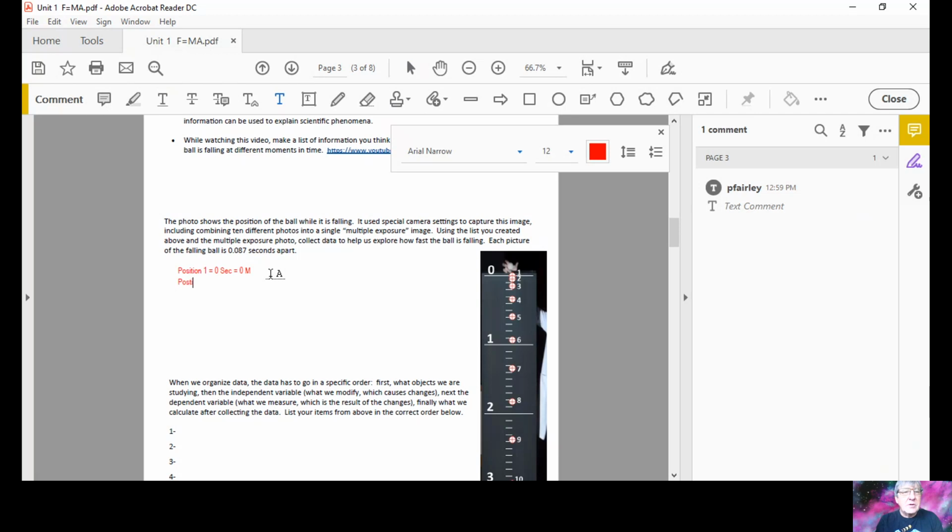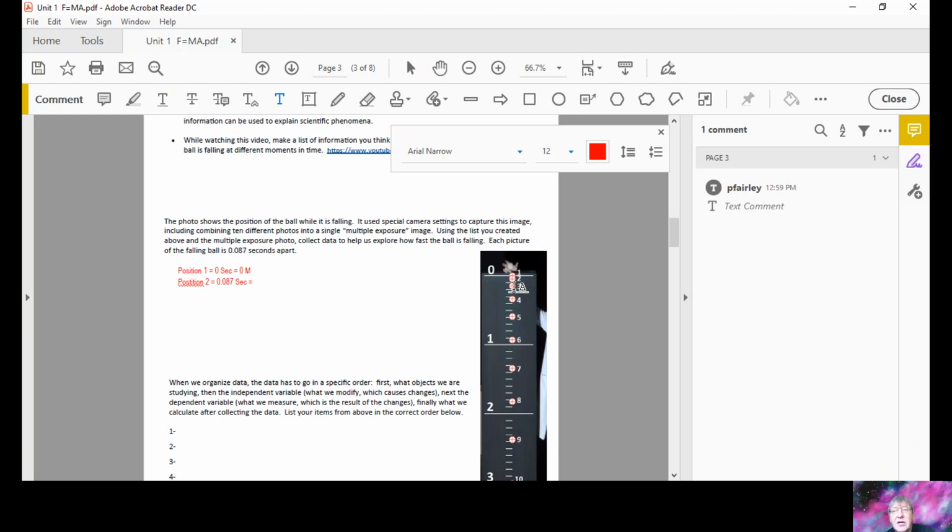Position 2. All right, now this is where we get this nasty number that they gave us to work with right here. How long has the ball been falling now? It has been falling for 0.087 seconds at position 2, which is how many meters? I have to look. Let me see, that's 1 meter. Every little line would then be 0.1. Oh, look, number 2 hasn't even reached the first line yet. So it's less than 0.1 meters. What do you think? Is it halfway to the 0.1 mark? Or is it not quite there?